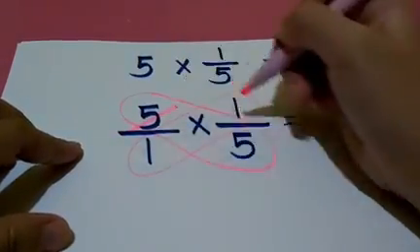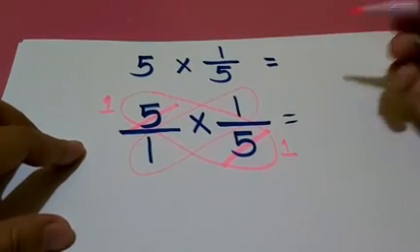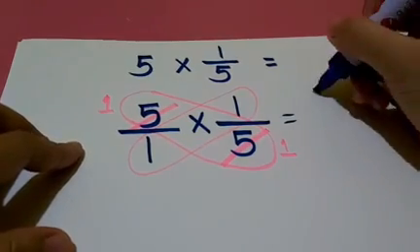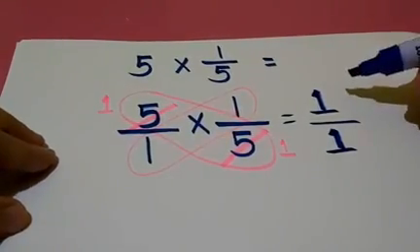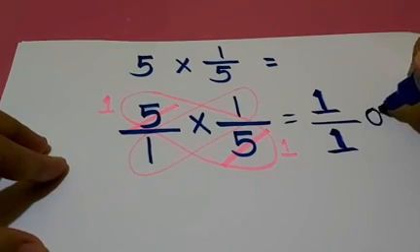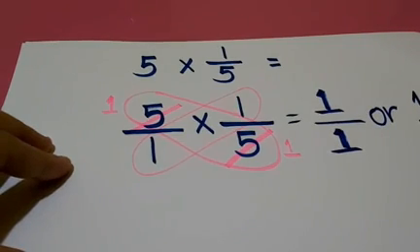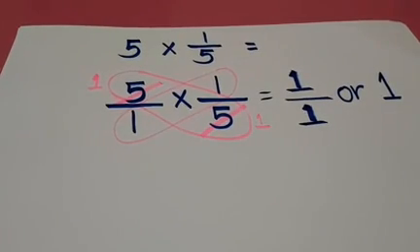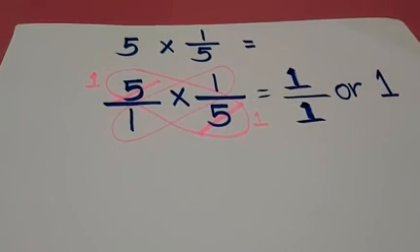They can be both divided by 5. So, 5 divided by 5 is 1. 5 divided by 5 is 1 also. So, now, let's multiply the numerators and the denominators. 1 times 1 is 1. 1 times 1 is 1. If the numerator and the denominator is the same number or the same value, that means it is a whole number 1. So again, if the numerator and the denominator has the same value or same number, it means that is 1.